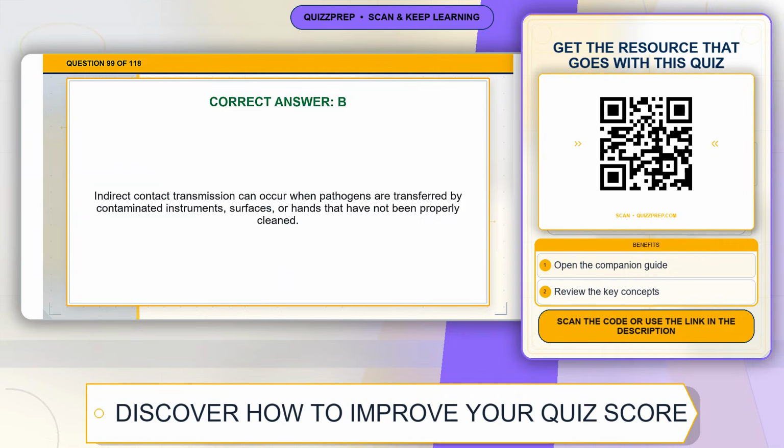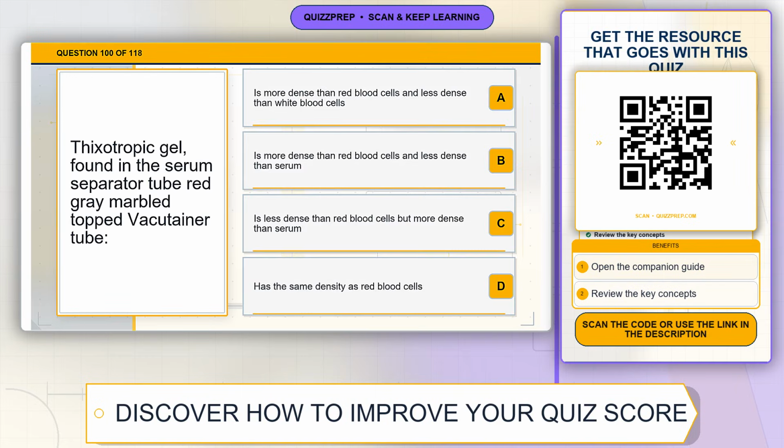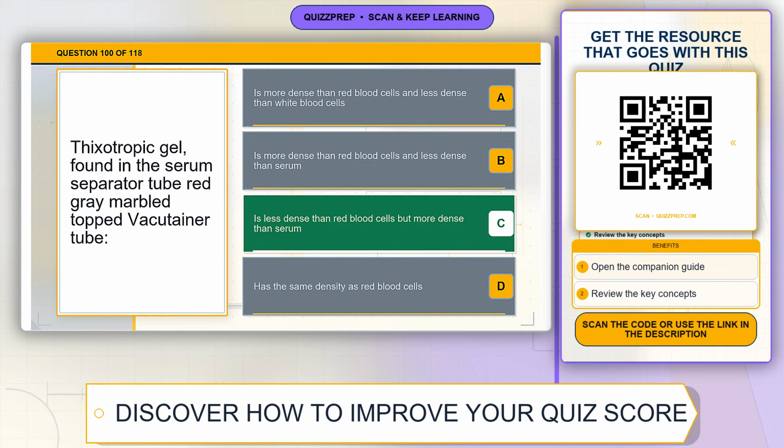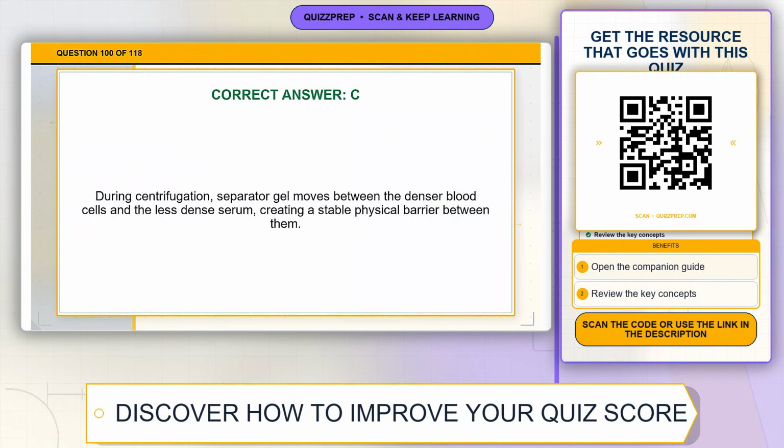properly cleaned. Question 100. Thixotropic gel, found in the serum separator tube, red-gray marbled topped vacutainer tube. Option A, is more dense than red blood cells and less dense than white blood cells. Option B, is more dense than red blood cells and less dense than serum. Option C, is less dense than red blood cells but more dense than serum. Option D, has the same density as red blood cells. The correct answer is option C, is less dense than red blood cells but more dense than serum. Explanation: during centrifugation, separator gel moves between the denser blood cells and the less dense serum, creating a stable physical barrier between them.